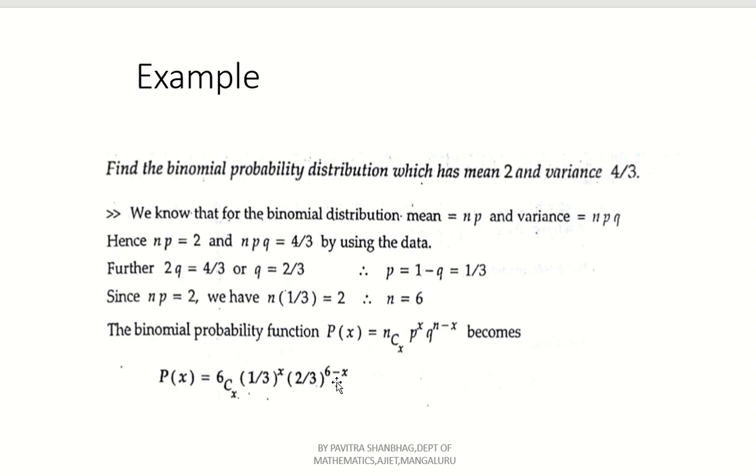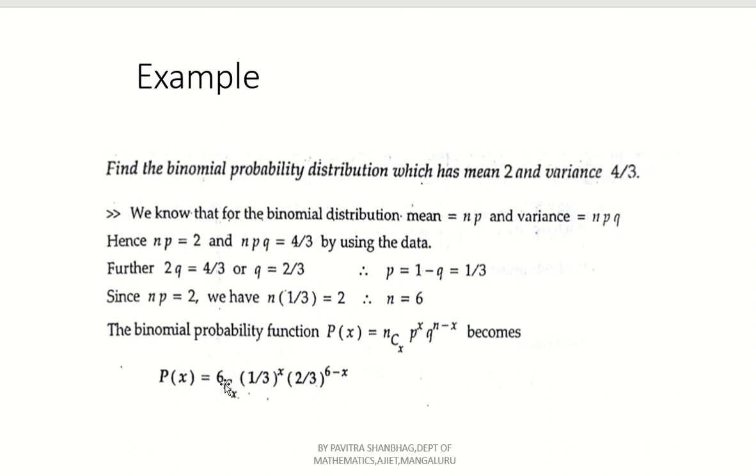2 by 3 power n minus 6. Again n is 6, so 6 minus x. Sorry, n minus x, that is 6 minus x. Now we got the probability function. Now you have to find the probability distribution table. That means what?